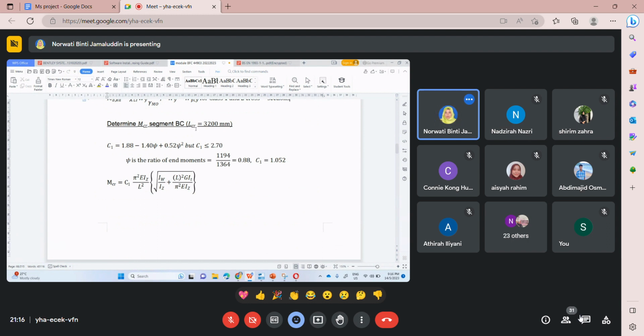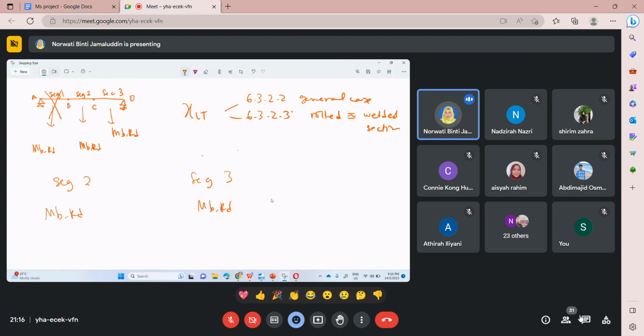Span length, you need to consider the critical span or effective span. What is effective span? You've been taught about this one, I hope that you remember. For simply supported, the critical span, the buckling curve will start exactly at this point. So LCR for pin will be 1.0 L.